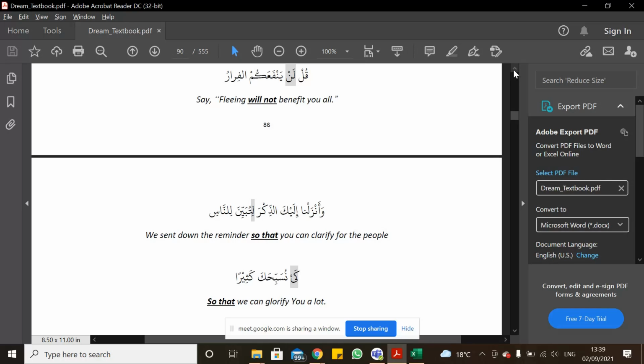Please do the Wa anzalna. Wa is a harf, not a harf ataf. Harf ataf has to come between two things. Anzalna, anzala is the verb. It's ana, ana anzalu. Right? So it's ana, yes. Na is the past pronoun, نحن.